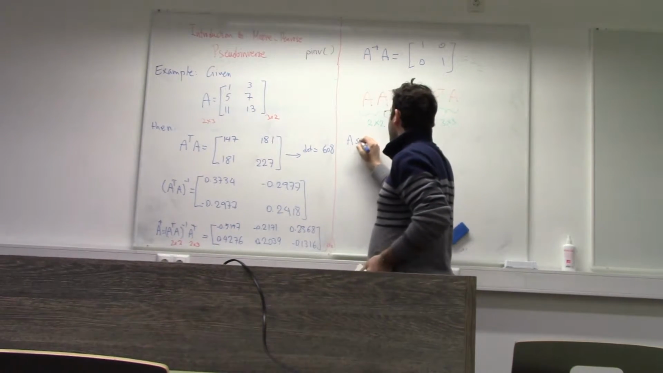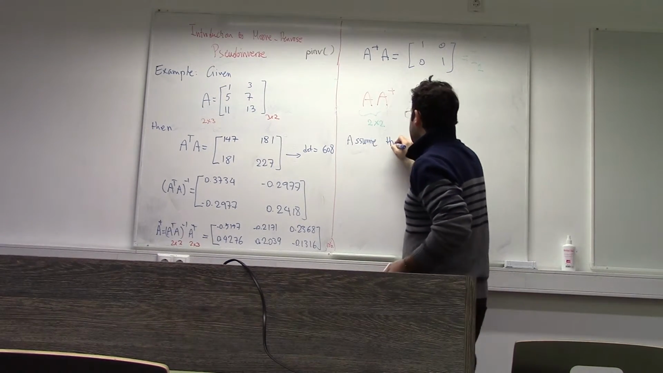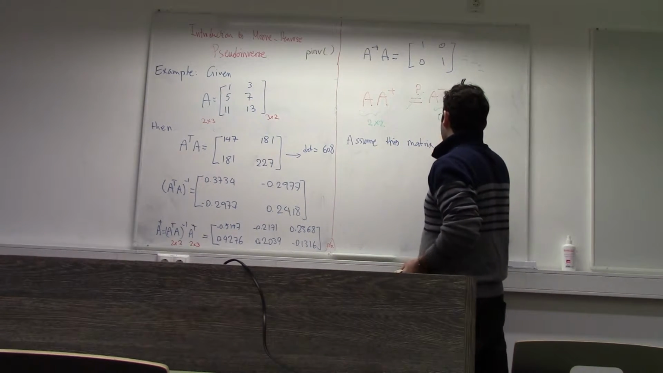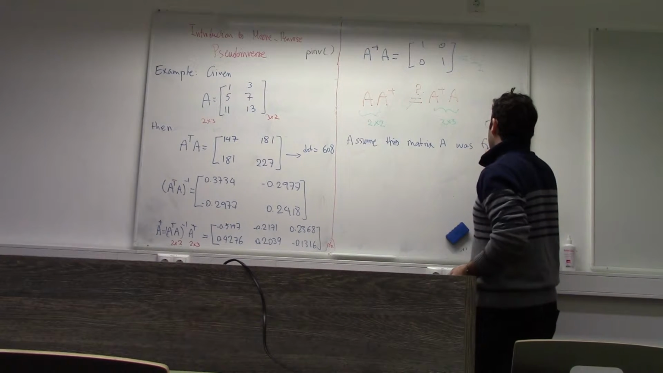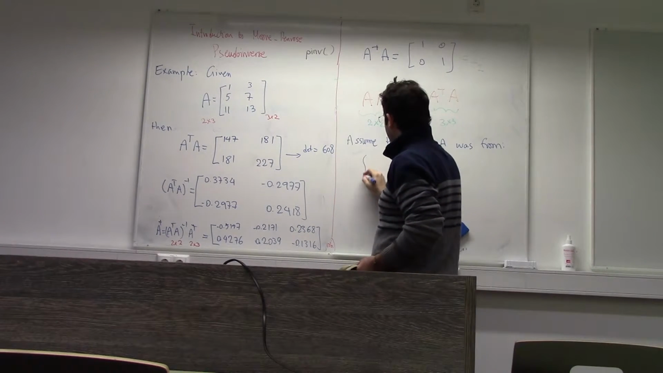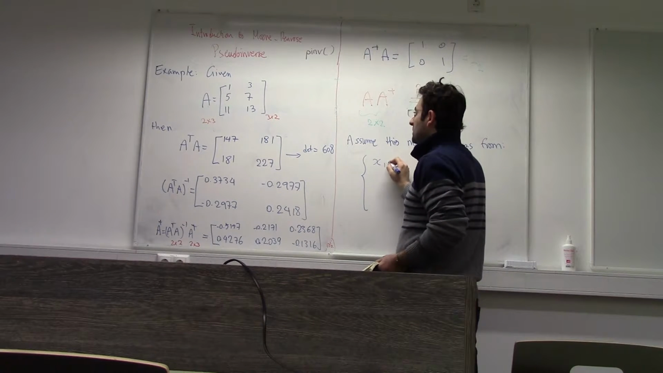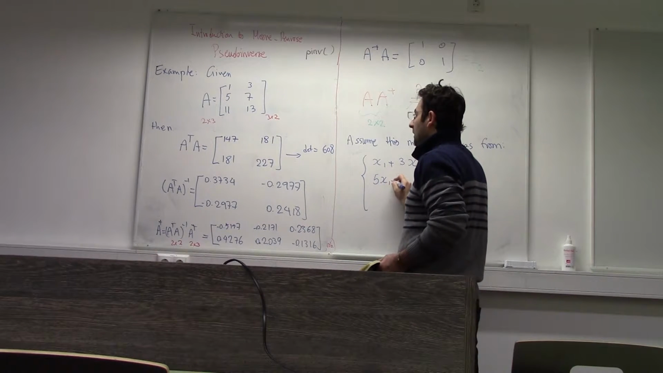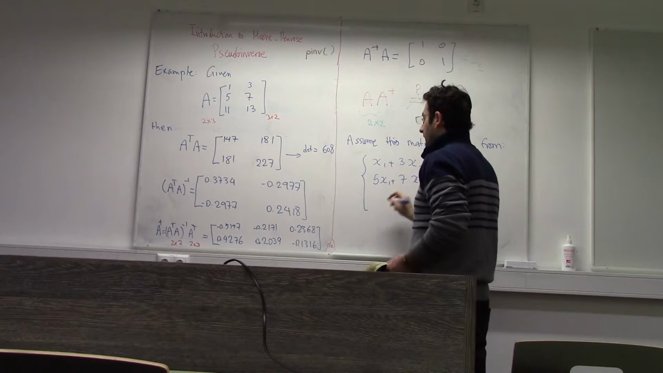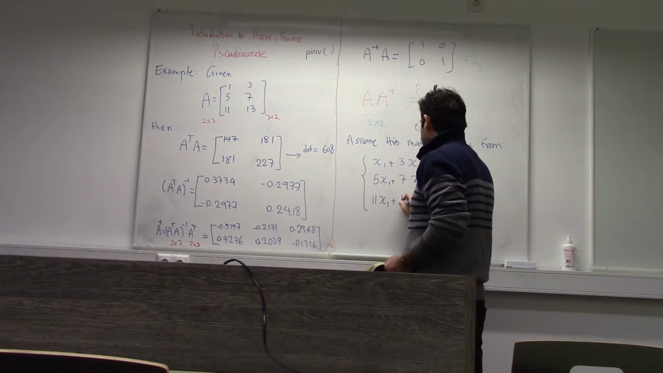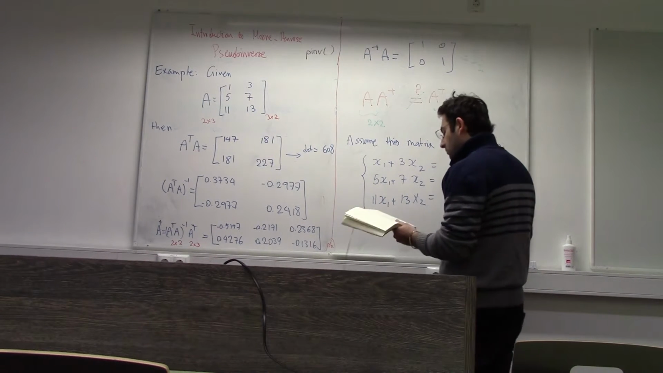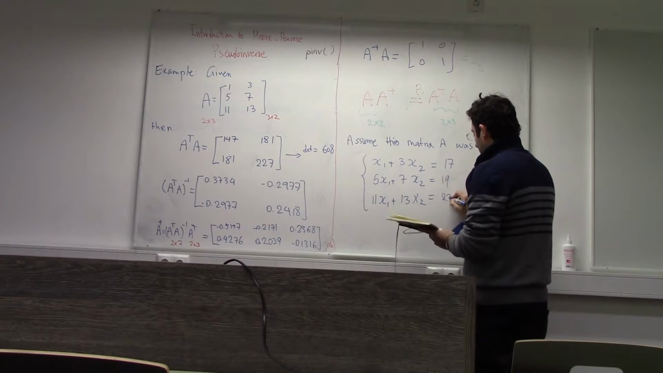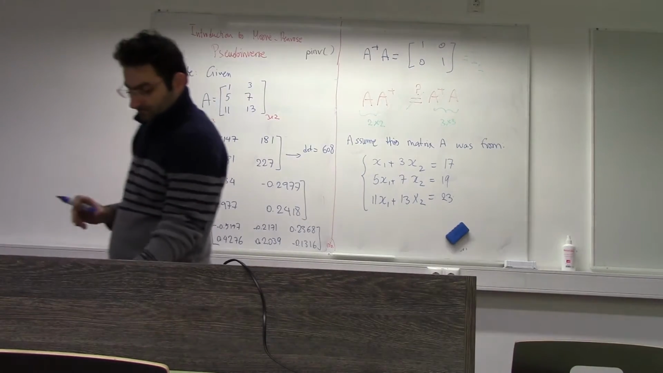Assume this matrix A was from this system of equations: x1 plus 3x2 is equal to 17, 5x1 plus 7x2 is equal to 19, 11x1 plus 13x2 is equal to 23. Okay?